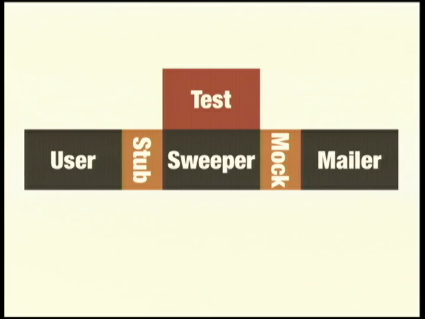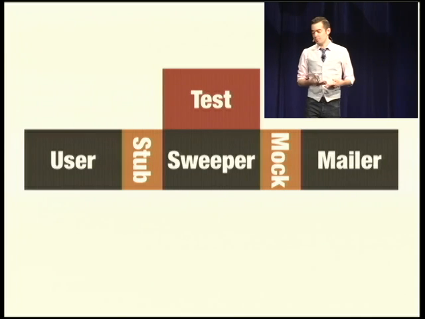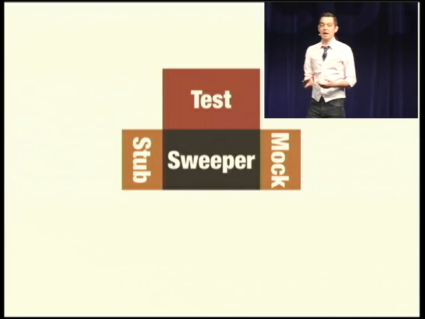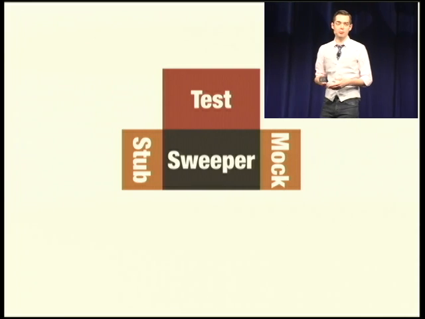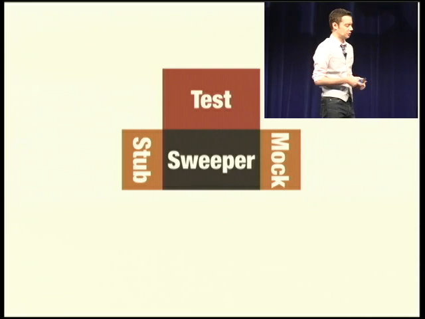Stepping back and looking at the objects in the system, we have a test that runs against the sweeper. The sweeper thinks it's running against the user, thinks it's running against the mailer, but in reality, the test system actually looks like this. There's only a mock and a stub. There's no user mailer involved. There's no user involved.